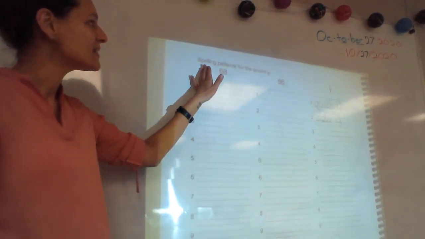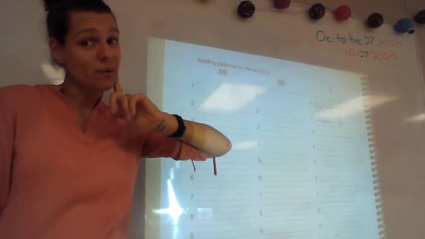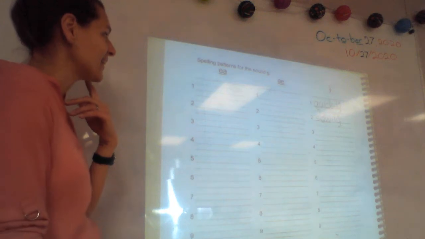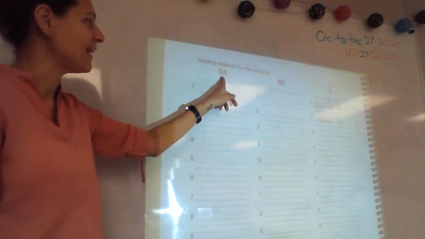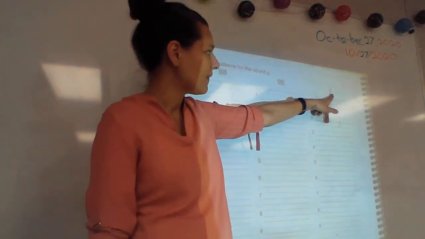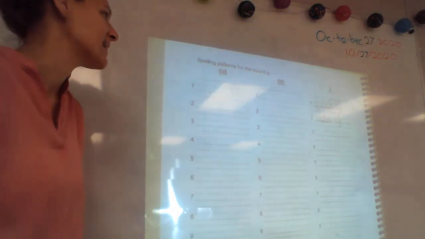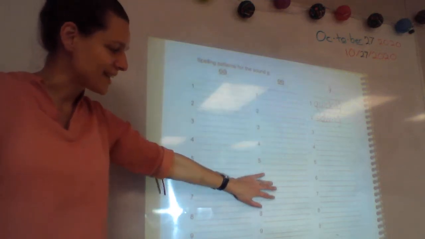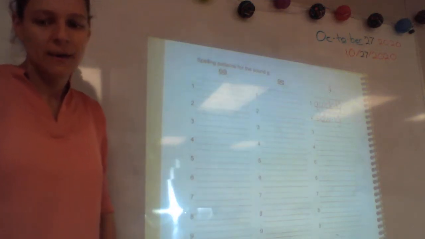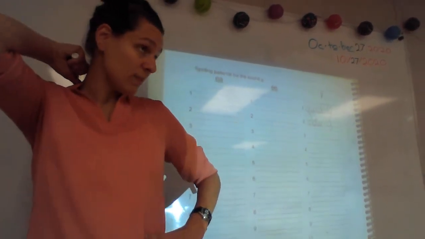All right, we've got our spelling patterns for the sound E, the different ways we can make the E sound in English. We've got E here, E here, and Y-I-E here, and then some other ones on the next page, but we're going to be focusing on page 78 right now. I want us to think, I don't want us to shout it out before we've thought about it.